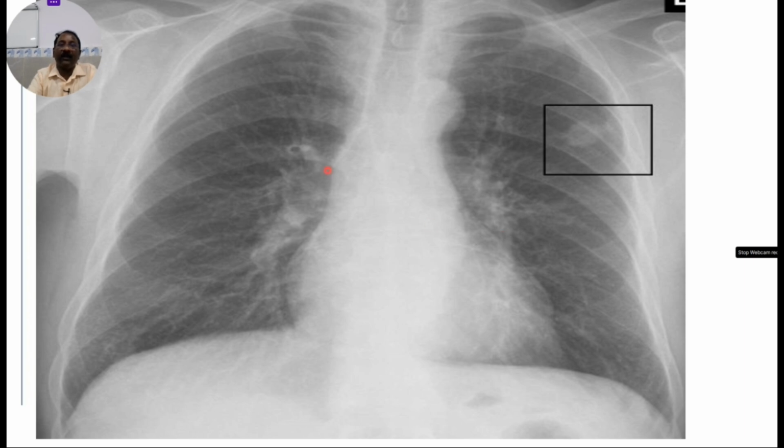See an abnormality here? Lungs, the right side? No. But on the left side, appreciate this one. Okay. Is this a nodule or a mass? It is a mass, not a nodule. Okay. Solitary mass.